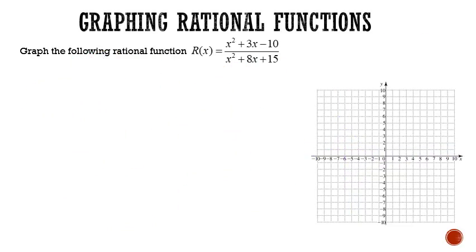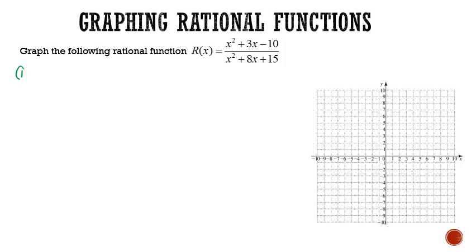Graph the following rational function. R of x equals the quantity x squared plus 3x minus 10 all over x squared plus 8x plus 15. My best advice at this point is to actually pause the video and try to work through at least the first 5 steps on your own, if not the 6th step. Afterwards, watch this video and watch me work through it to see if you made any mistakes or if you're getting this concept down.